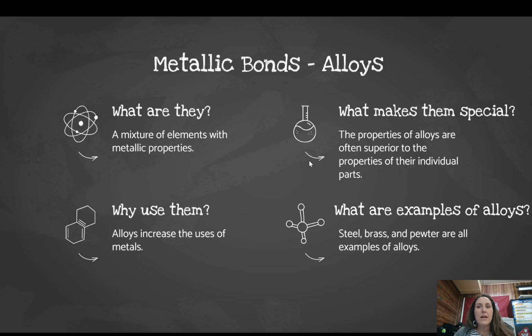An alloy is another vocabulary word. What are alloys? They're a mixture of different metallic elements. The elements on the periodic table that are metals can bond in different ways to create alloys. The properties of the alloys are often superior to the properties of the individual metals, and so they increase the uses of metals. When you combine different metals in different ways, you can make things that are stronger and better than if you just use the metal by itself. So steel, brass, and pewter are all examples of metals that have been combined to form something better than their original parts.